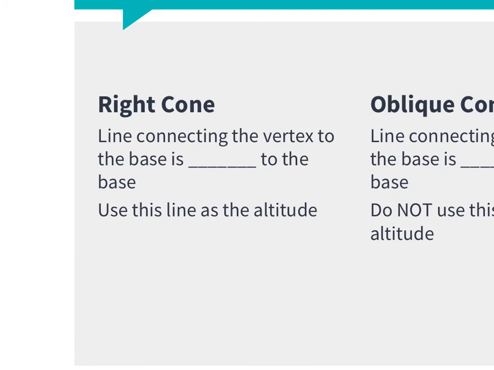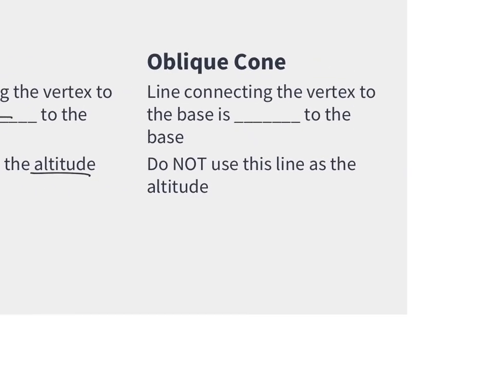Just like with a cylinder, the line connecting the vertex to the base is perpendicular in the right cone, and we can use it as the altitude or height. If it's oblique, it's kind of like that cone got smushed over. The base is not perpendicular to the line connecting the vertex to the base, so we cannot use that line as the altitude. Again, you'll have another line going out that's marked perpendicular and is labeled as the height. That's what we use.